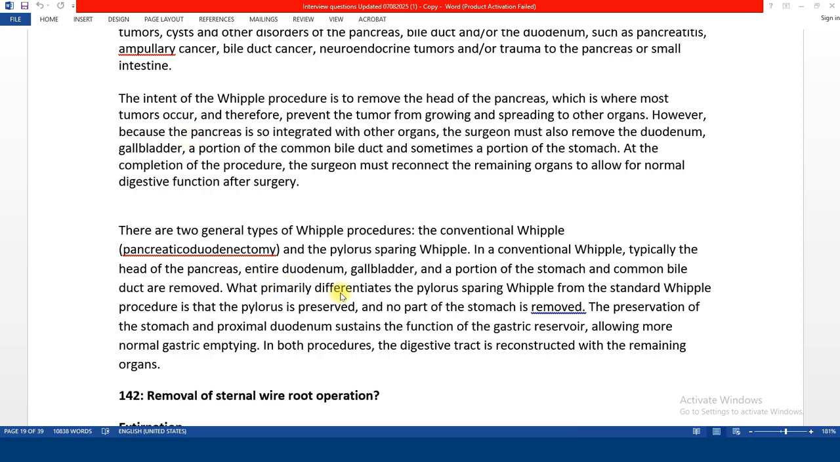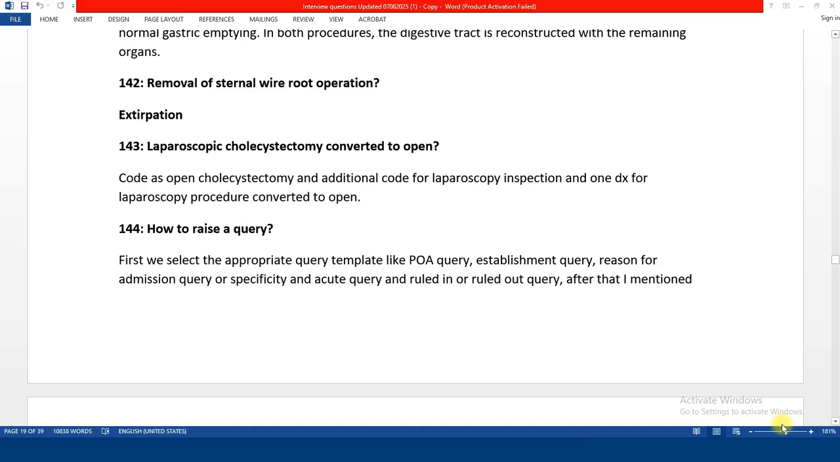We have two types of Whipple procedures, conventional Whipple and the pylorus-sparing Whipple. Based on the documentation, we need to code. What is the root operation for sternal wire removal? Extirpation is the root operation for sternal wire removal.